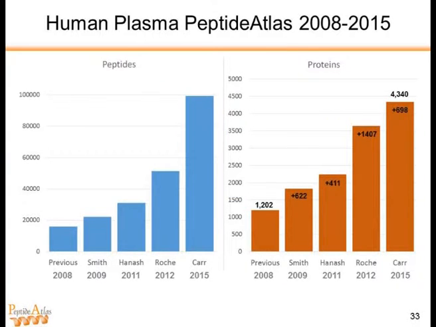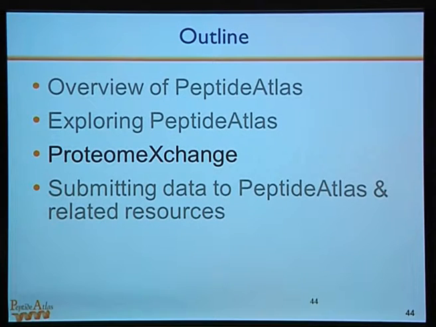The plateauing that we saw in the human all has not occurred yet in plasma, and so we're hopeful that we can see deeper into that tissue type.